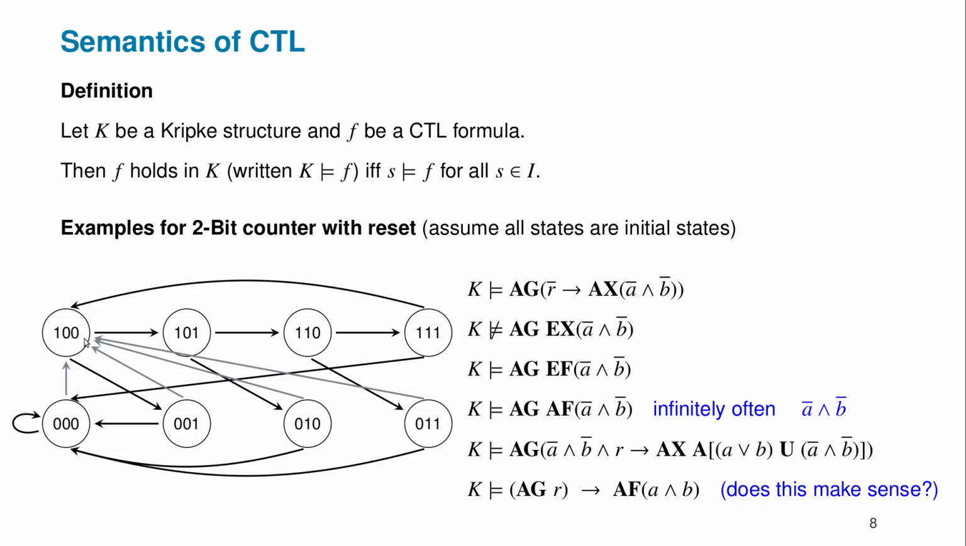Then we have to check if in all successor states A or B holds until not A and not B. Saying, if I'm in the state 1, 0, 0 and I do one step, can I return to a state where A and B are both false? Yeah, and this is obviously the case.